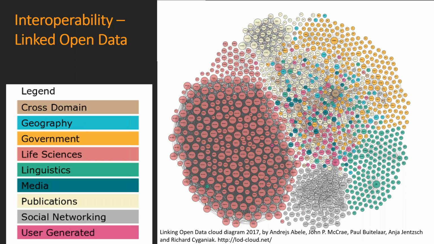So what you can do when you have data that's well described using ontologies and controlled vocabularies is interoperate. Really, that data set can interoperate with almost anything else. So for instance, this is the linked open data cloud from 2017, and in order to get to linked open data, you need to be using these ontologies and controlled terms.